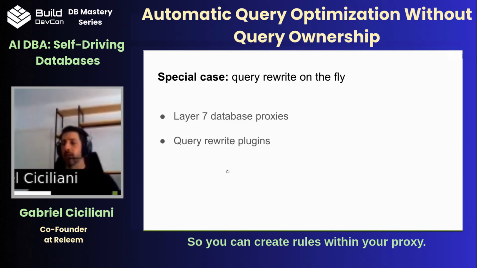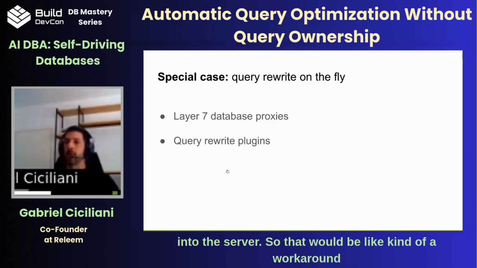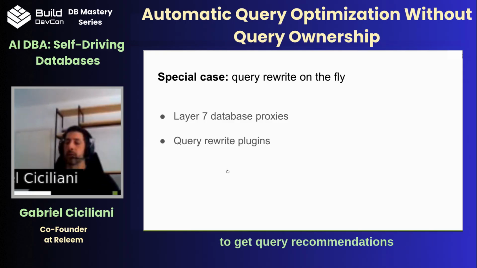So you can create rules within your proxy, and when a certain pattern is matched, then you can inject changes on the query, right? So the modified query will reach the server. The query will be modified after it leaves the app and before getting into the server. So that would be kind of a workaround to get query recommendations without changing the code.